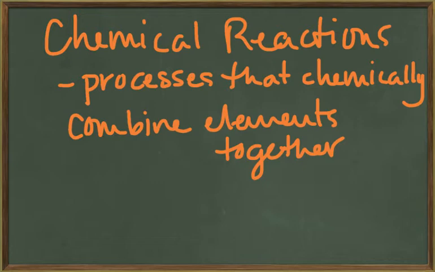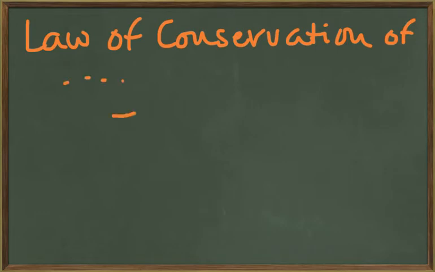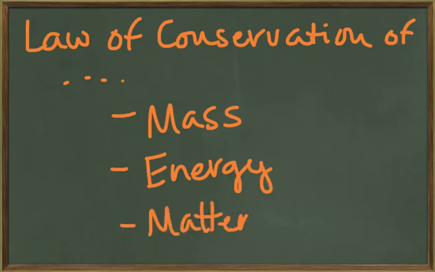Before I move on to that, all chemical reactions need to obey certain laws in order for them to be successful. All of these laws start with the same beginning. Law of conservation of, and then blank. We're going to talk about the law of conservation of mass in terms of chemical reactions, law of conservation of energy, and then law of conservation of matter. In a chemical reaction, I have to obey these laws. It's vital that I obey them.